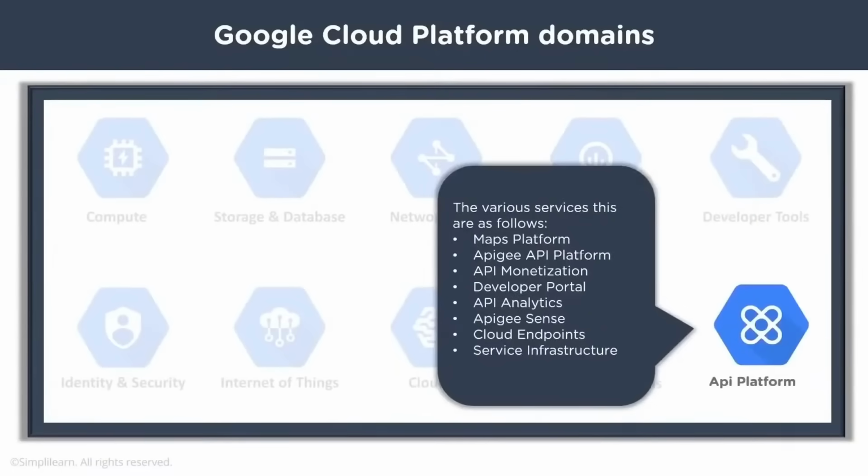If you would be interested in services related to the API platform, then there are different services under this category or domain. So you have Maps Platform, you have Apigee API Platform, monetization, developer portal, API analytics, Apigee Sense, Cloud Endpoints, and Service Infrastructure. So these are some of the listing of services under each cloud platform domain.